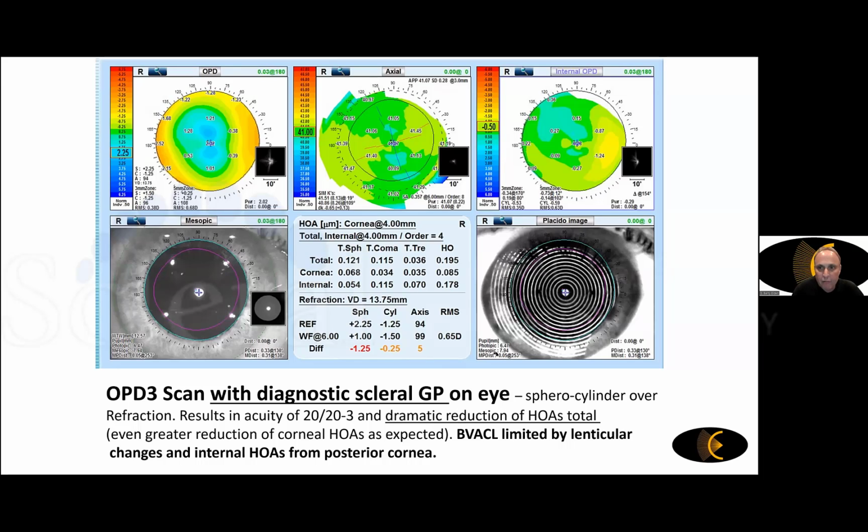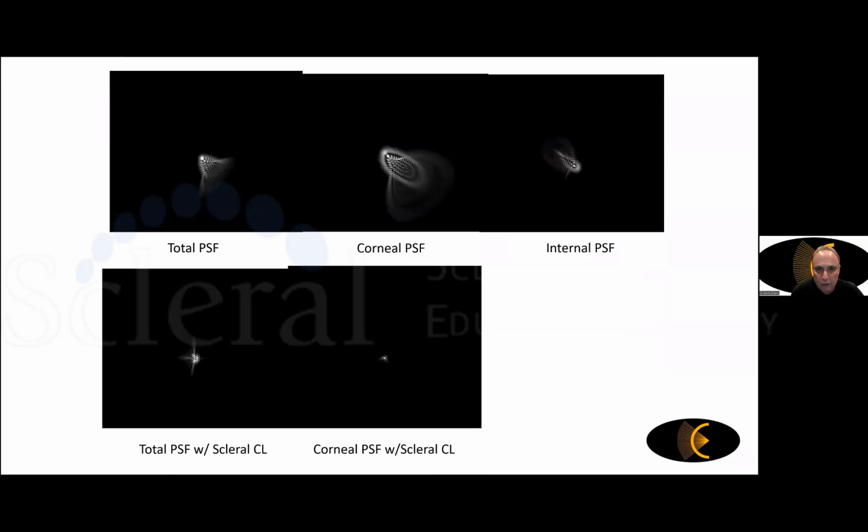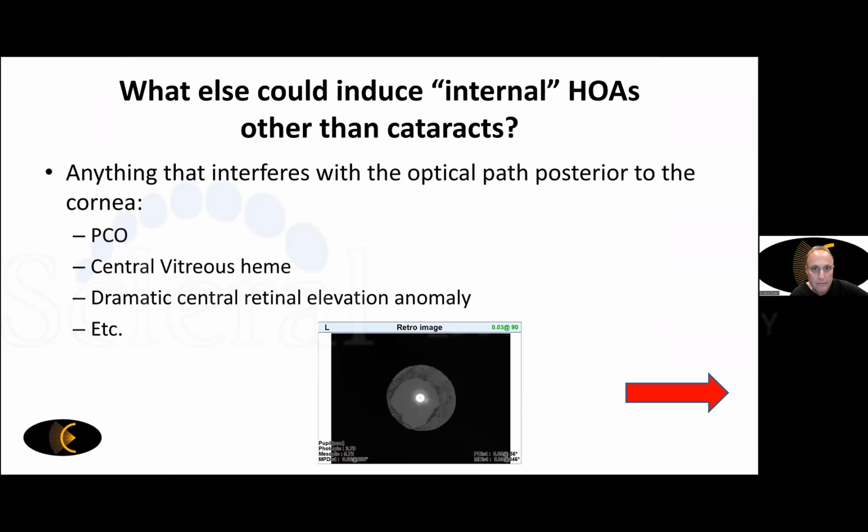But there is some degree of residual posterior or internal elevation of high order aberrations that contribute to an increase in total high order aberrations. And that's induced both by the back surface of the cornea and by the lenticular changes in this particular individual. We could see here more clearly the point spread function without the lens on the top, showing the internal, the anterior corneal and total, as well as the bottom when the diagnostic scleral is on. Anterior cornea is almost totally eliminated, but the total still has some moderate elevation in the high order aberrations.